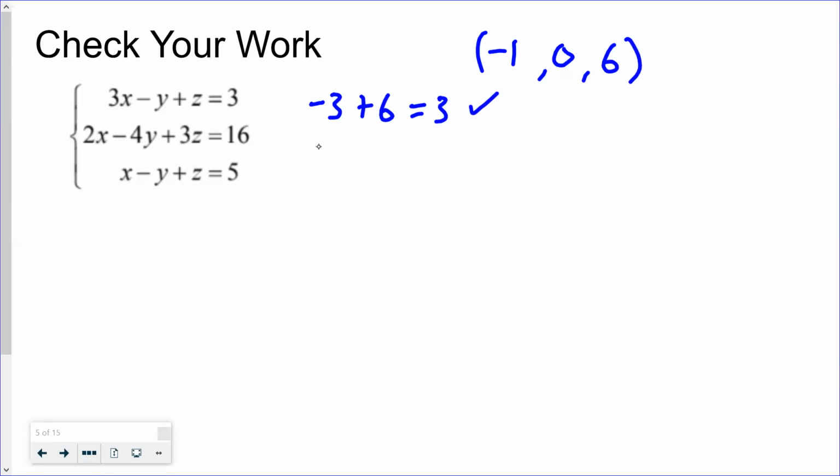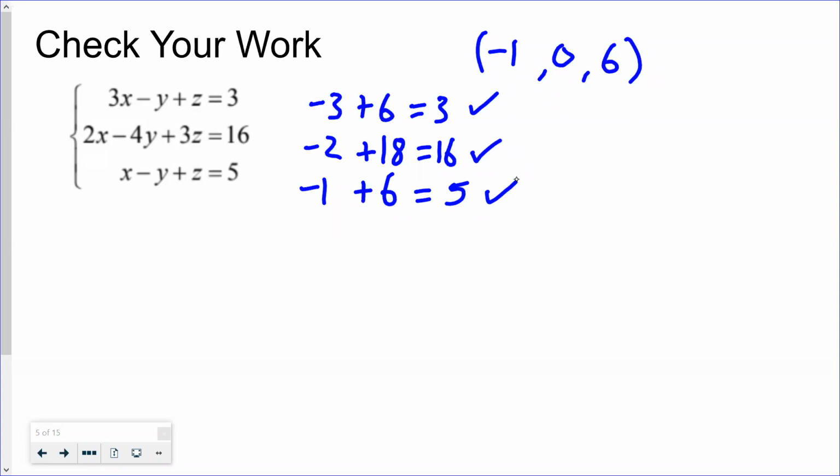Let's go to the next one. 2 times -1 is -2. 0 times 4 is 0. And then 3 times 6 is 18. Is -2 plus 18 16? Sure enough, that's a true statement. Looking good. Lastly, we have -1 plus 0 plus 6. Is that equal to 5? And it is. So that's how you check your solution. You have to check all the equations, and it worked.